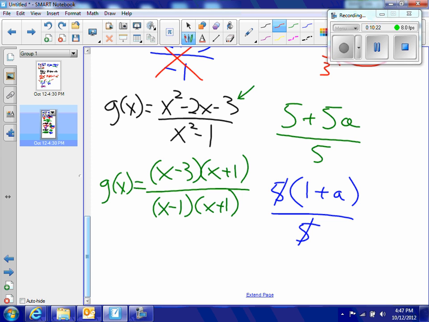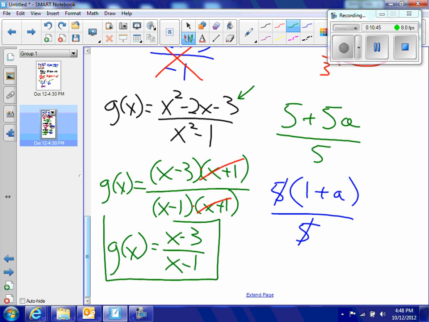Well, now I have some canceling I can do because I have a product. I have x minus 3 times x plus 1, and I have x minus 1 times x plus 1. I can cancel out my x plus 1s, and I'm left with my answer, g of x is equal to x minus 3 divided by x minus 1. And that, in a box, is the answer to this question.